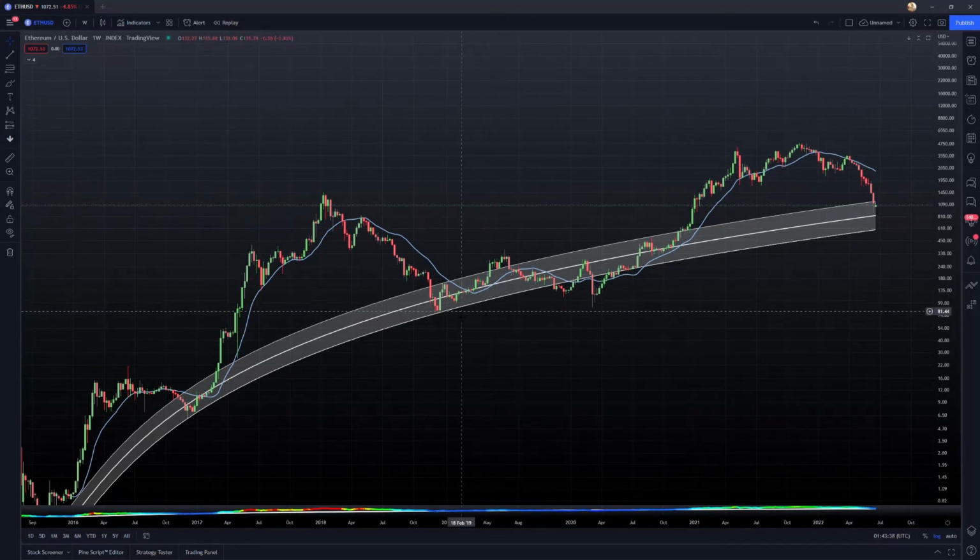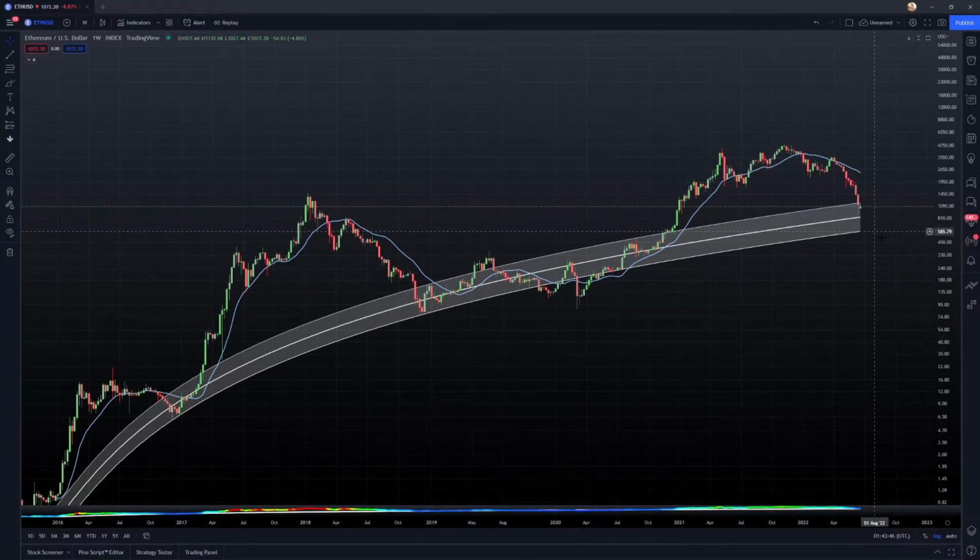We saw last bear market, we had this bottom here around the lower line in this regression curve. So the lower line today is approximately $586. And I'm going to be covering a little bit later on in this video why I think this might be a little bit far-fetched.